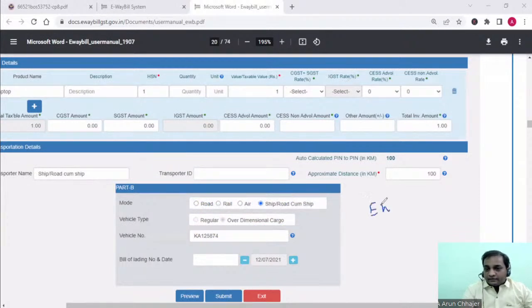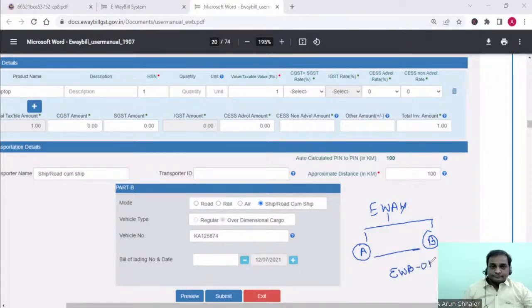Eway Bill consists of part A and part B both. Once you fill part A and part B both, then it is called Eway Bill and it has one form number, EWB01. Before starting the movement of the goods, you have to complete part A and part B both.